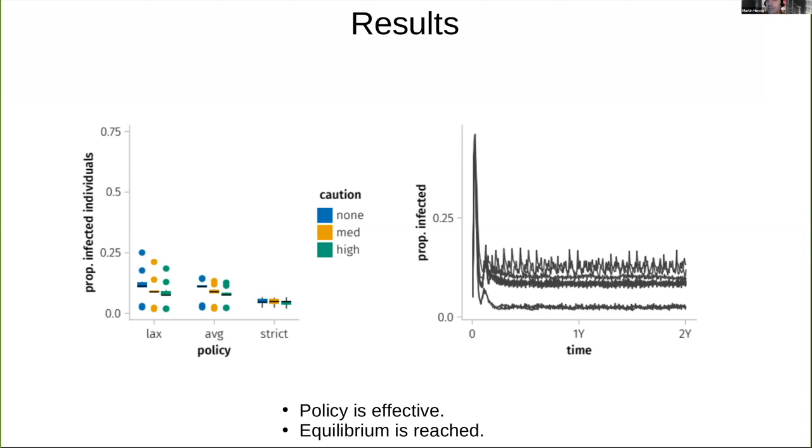On the right-hand side, we see the proportion of infected individuals over time for medium cautiousness and an average policy. And we can see that equilibrium is reached relatively quickly and then doesn't change after that.